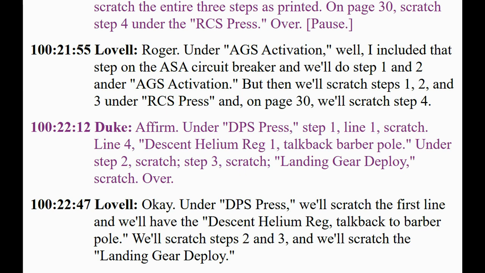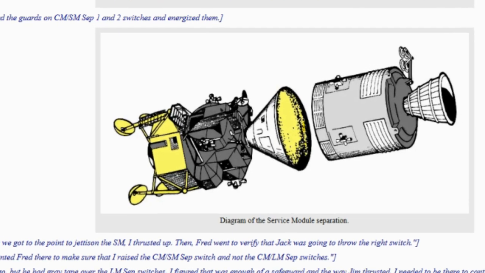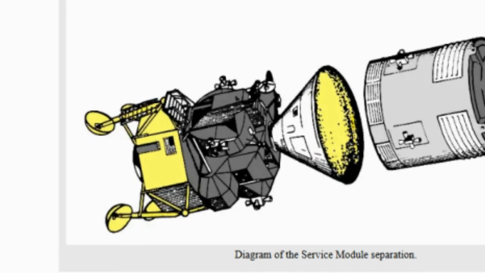Okay, under tips press, we'll scratch the first line, and we'll have the descent helium rig talk back to Barber Pole. We'll scratch steps 2 and 3, and we'll scratch the landing gear deploy. Roger.